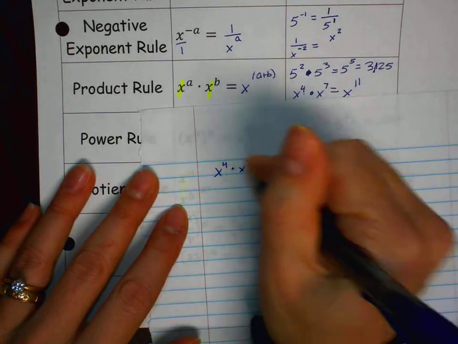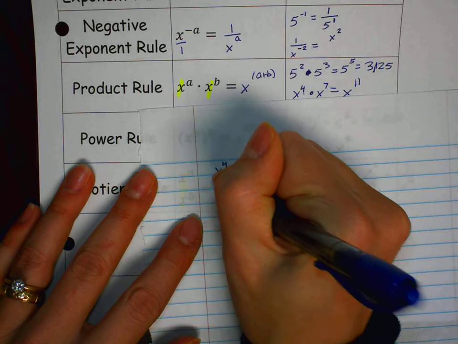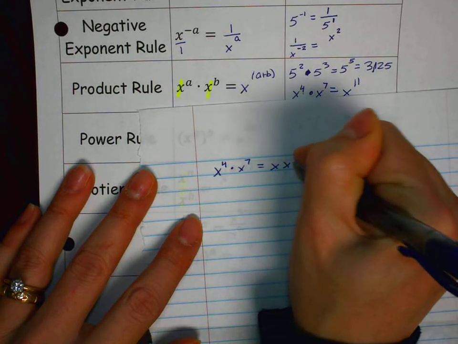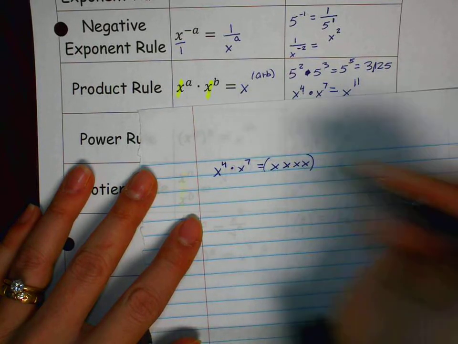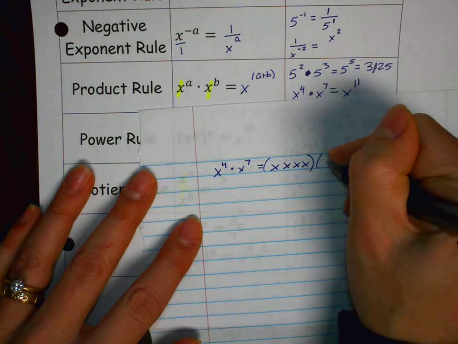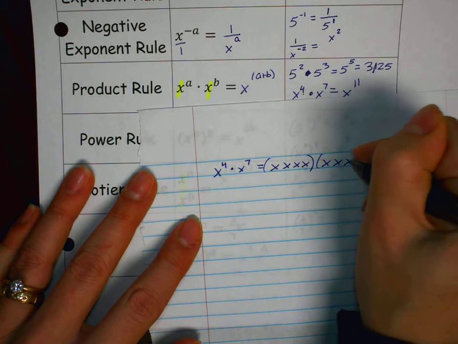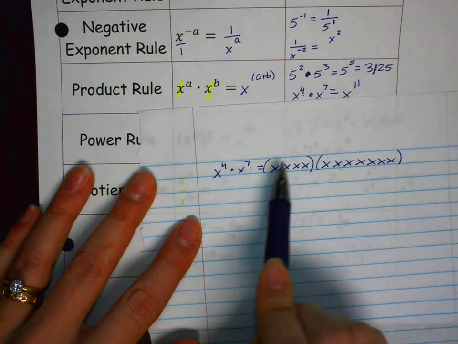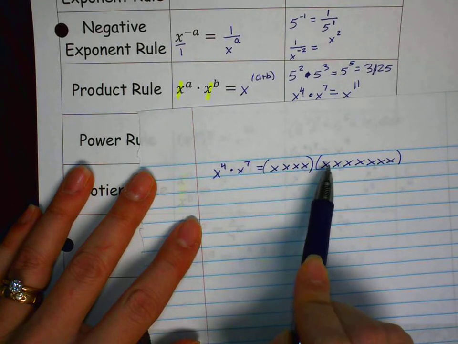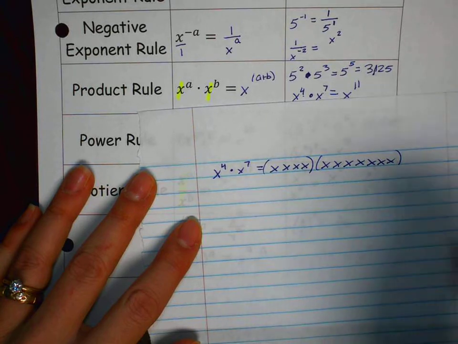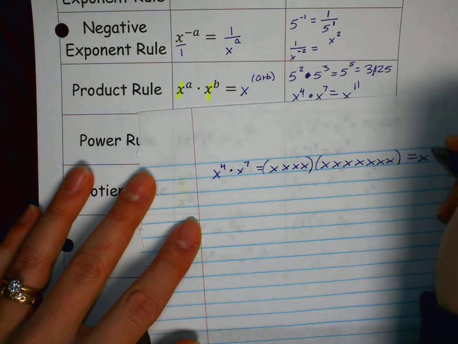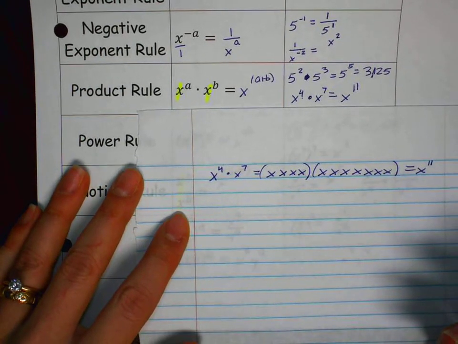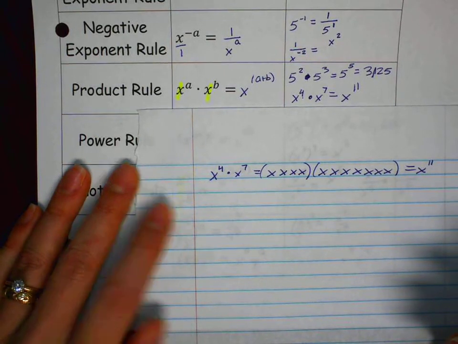I don't know. Well, x to the fourth is the same thing as x times x times x times x, right? 4 x's. And x to the seventh is the same as 1, 2, 3, 4, 5, 6, 7 x's. Well, when I count them all up, I get 11, which is x to the 11. And that sometimes can help you remember, oh, I need to add them when I multiply.